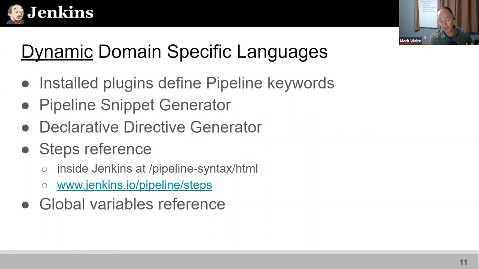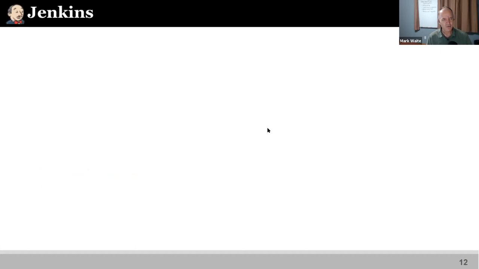Now for me, the cool thing about this is that these domain-specific languages are dynamic. The keywords that are used in the languages, the steps or the tasks, are defined by the set of plugins that you have installed. And that means the pipeline snippet generator and the directive generator can let you use exactly what's in your system. Now it's time to stop the slides and let's get to a real demo.